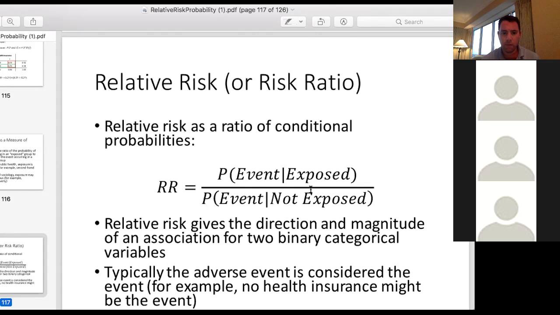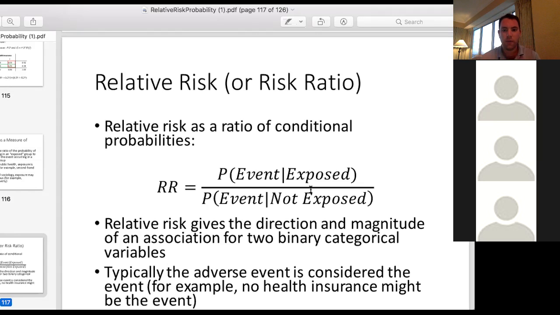So here in the relative risk formula, we'd be looking at the probability of patients who developed lung cancer, given they were smokers, divided by the probability of patients who developed lung cancer, given they were not smokers, okay? And what this formula is going to give us is a relative risk. So it's going to tell us the relative risk of those who were exposed compared to those who are not exposed.